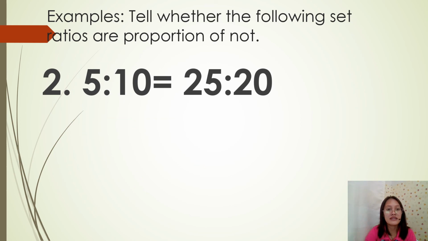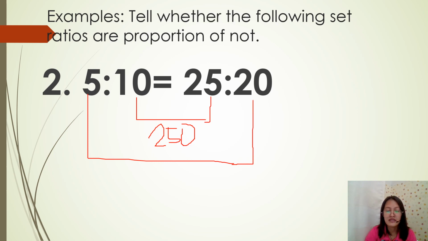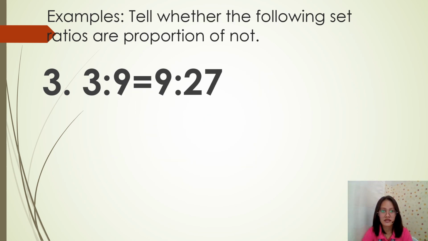Another example, let's say we have 5 is to 10 equals 25 is to 20. First, get the product of the means. So we have 10 times 25, that is 250. And 5 times 20, that is 100. Is 250 equal to 100? Definitely no. Therefore, they are not proportion. Hindi sila proportion. Third example, we have 3 is to 9 equals 9 is to 27.